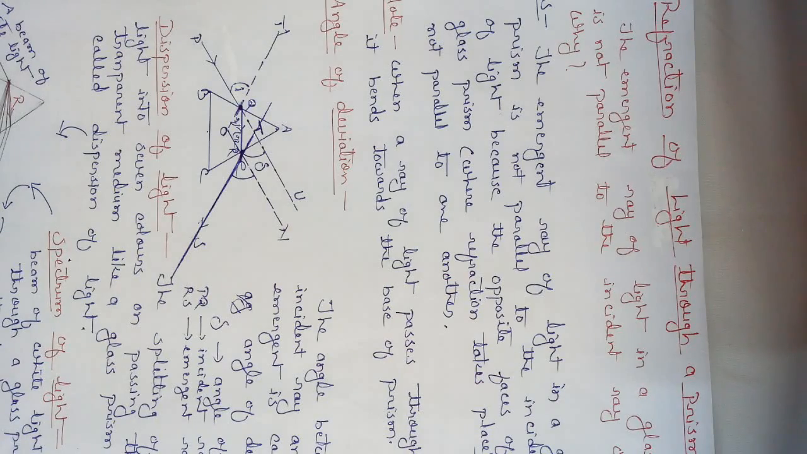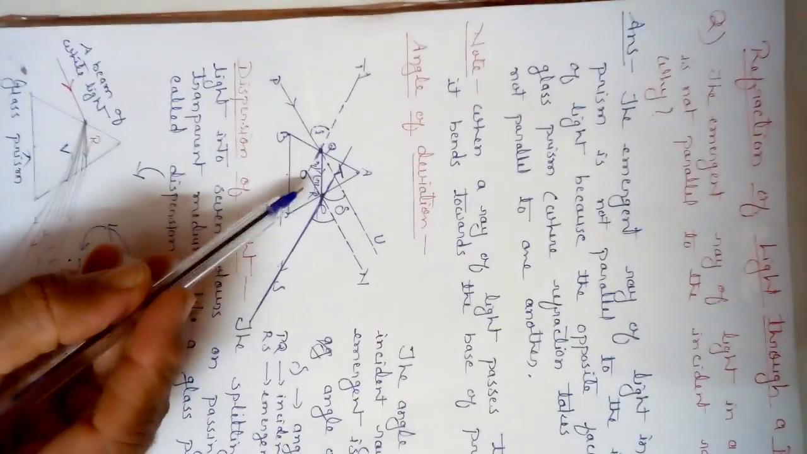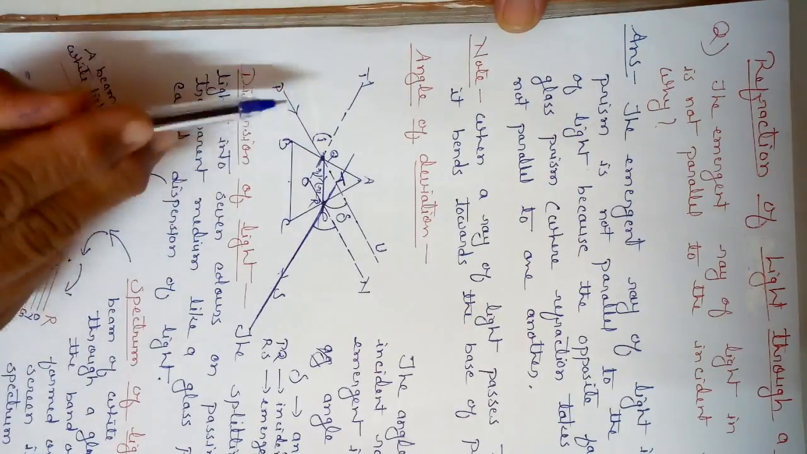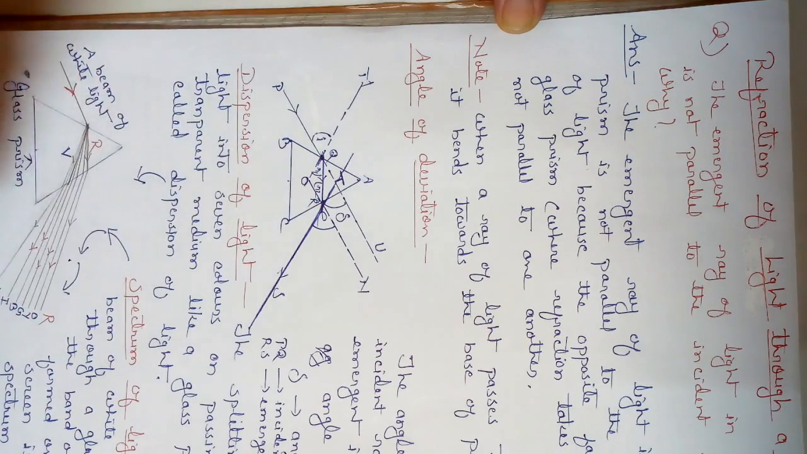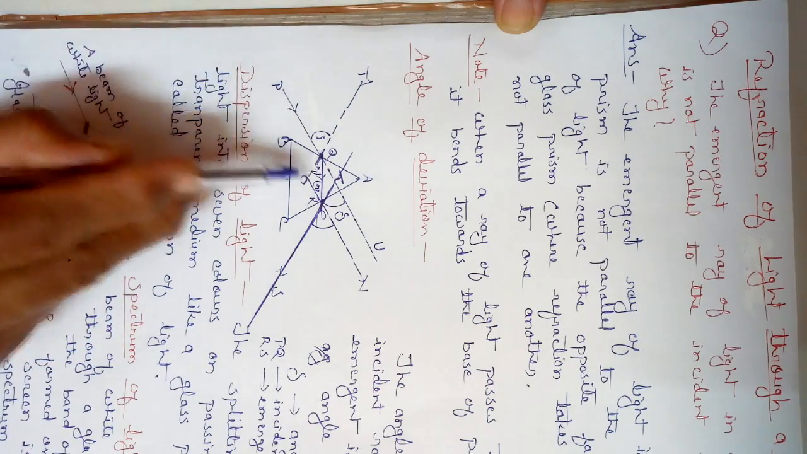Today we are going to see refraction of light through a prism. When a ray of light passes through a prism, it bends towards the base of the prism. Now we can see in this diagram that this ray of light is incident on a prism. It is bending towards its base because it is coming from a rarer medium to a denser medium.